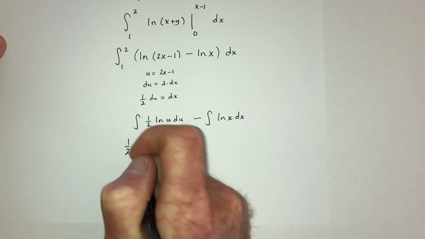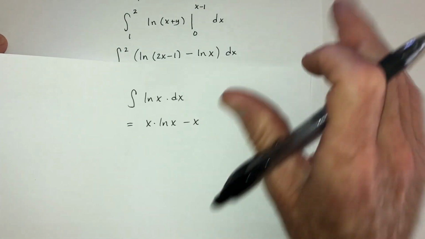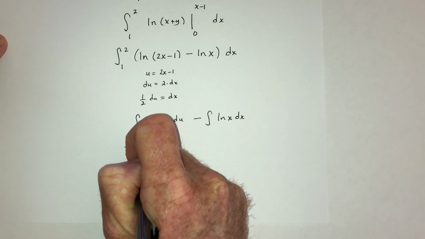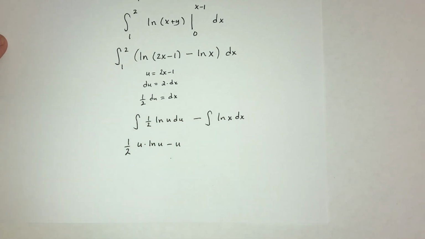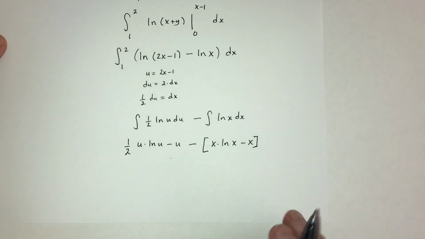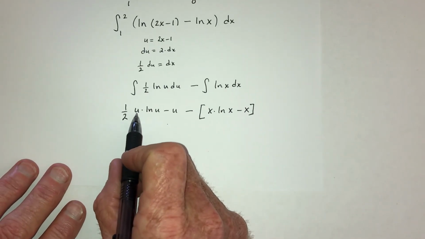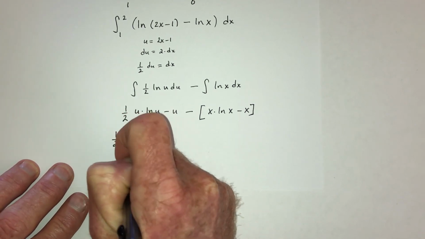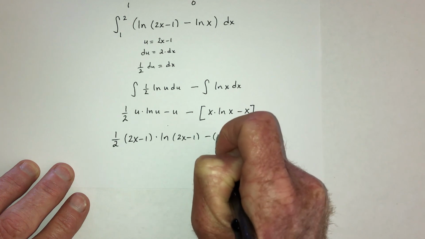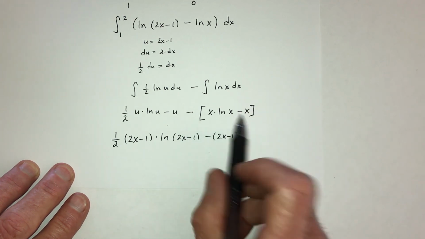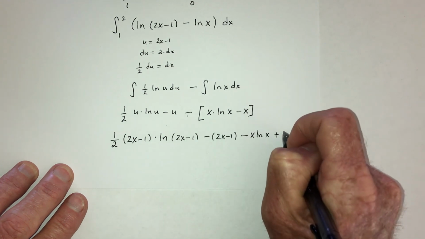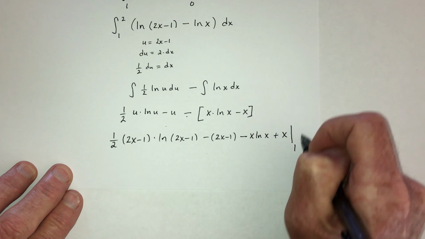So this one is going to be 1 half, and then the formula is x natural log of x minus x. So in this case, it's going to be u natural log of u minus u. And then this one will become x natural log of x minus x. So now replace the u with 2x minus 1. So this one is 1 half times 2x minus 1, and then natural log of 2x minus 1, and then minus a 2x minus 1. And then over here, I just need to distribute the negative. Minus x natural log of x, and then minus minus will be plus x. And then evaluate that from 1 to 2.